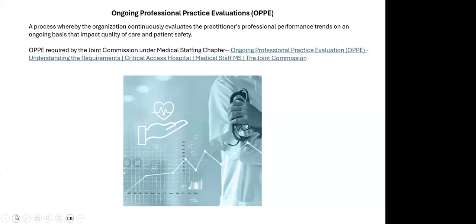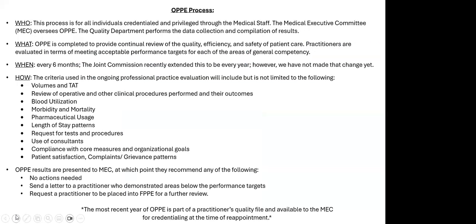Ongoing professional practice evaluation is the process whereby we continuously evaluate a practitioner's professional performance trends on an ongoing basis. That's obviously to make sure that we have great quality of care and patient safety. Again, like the FPPE, I did link this here to the Joint Commission's website on the Frequently Asked Questions Guide to understanding these requirements. Next slide.